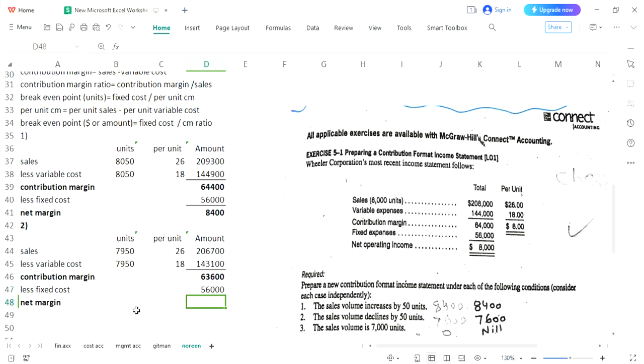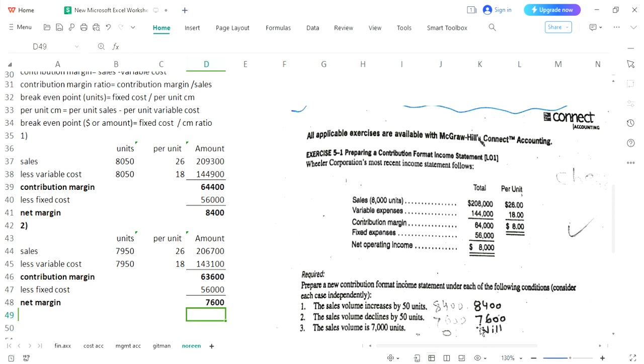It's time to calculate net margin. How would you calculate it? By subtracting fixed cost from contribution margin. How much was the contribution margin? 63,600, and you will subtract your fixed cost, which is 56,000, and here you have got your second answer, that is net margin, and the answer has been written over here as well.